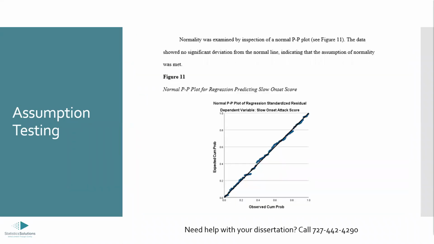So let's take a look at some examples of how you might write up the results for assumptions tests. Here you have an example of a normal PP plot, which would be a test for normality. We say in our narrative that we are testing normality by examining this normal PP plot. We interpret that plot by saying the data did not significantly deviate from the normal line, and we say that the assumption of normality was met. And we present our normal PP plot here in a figure.